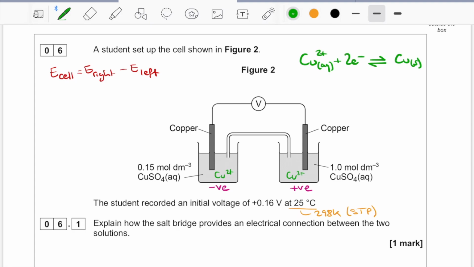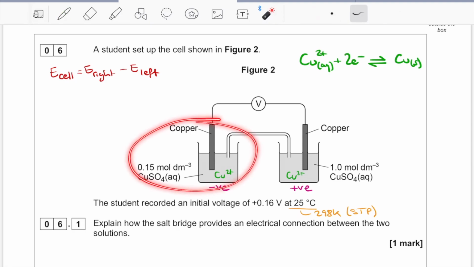And if we compare the two half cells, the difference between them, as we've already said, is the concentration. So in the left-hand half cell, we've got a concentration of 0.15 moles per decimeter cubed of the copper 2+ ions, and we've got 1 mole per decimeter cubed of the copper 2+ ions on the right.